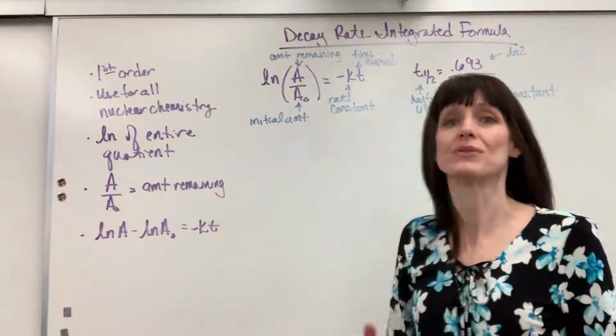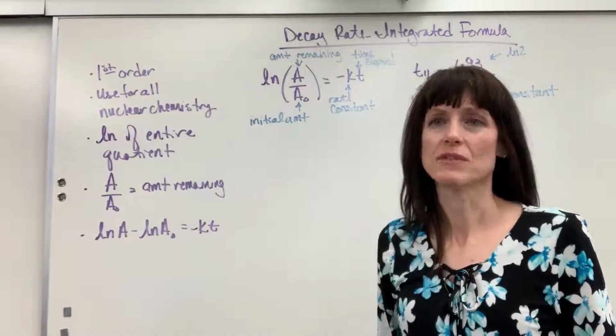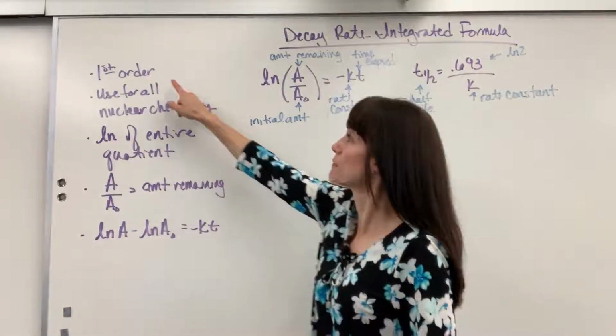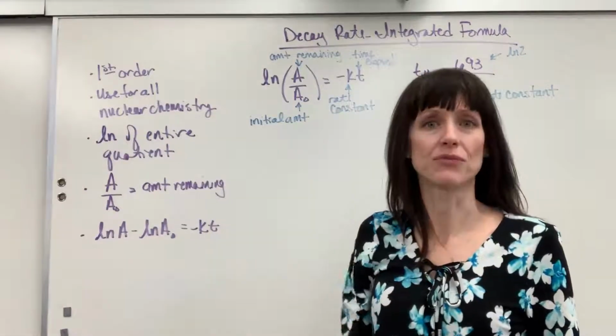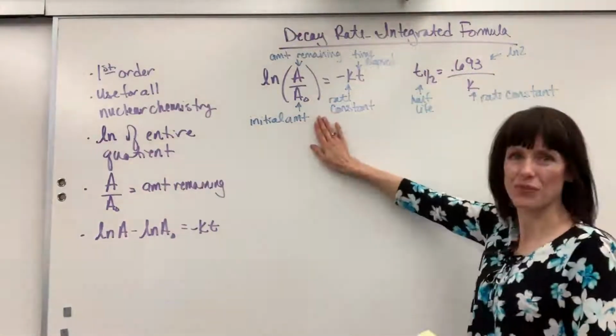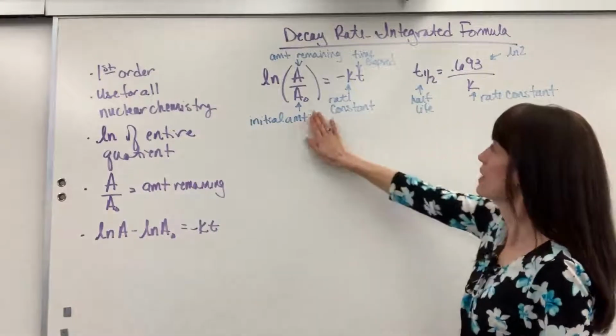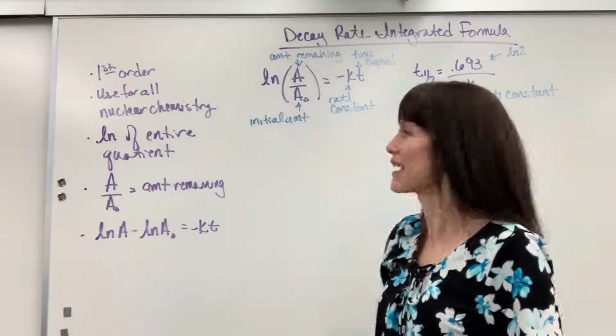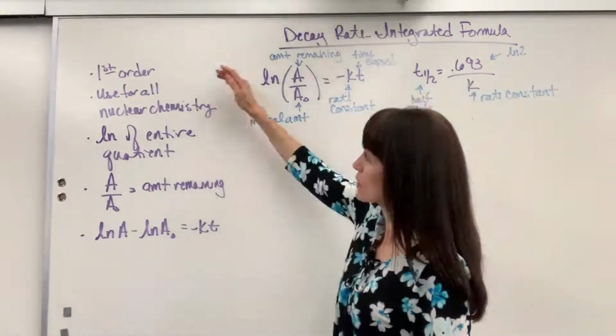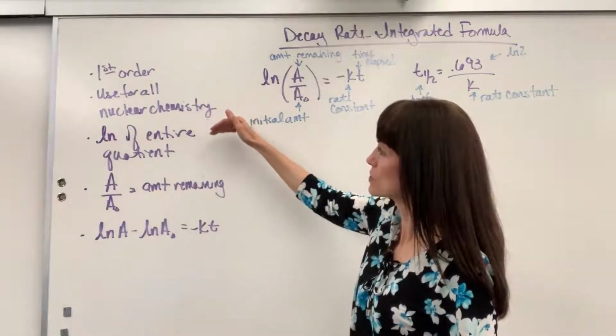Now, we're doing nuclear chemistry. And in nuclear chemistry, everything is first order, okay? Every reaction, every decay rate is going to be first order. So we're going to use this formula, the half-life formula, and this formula, the integrated formula, to find the decay rate. So first order, we use this for nuclear chemistry.